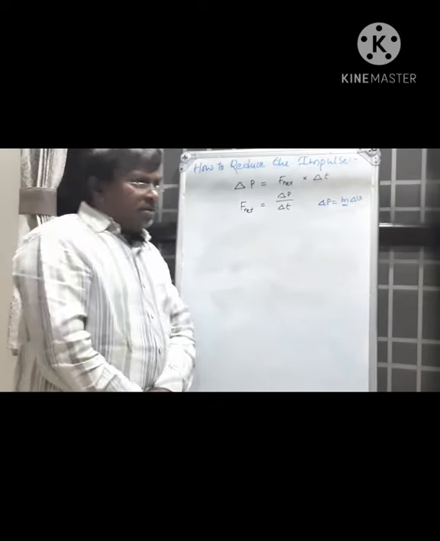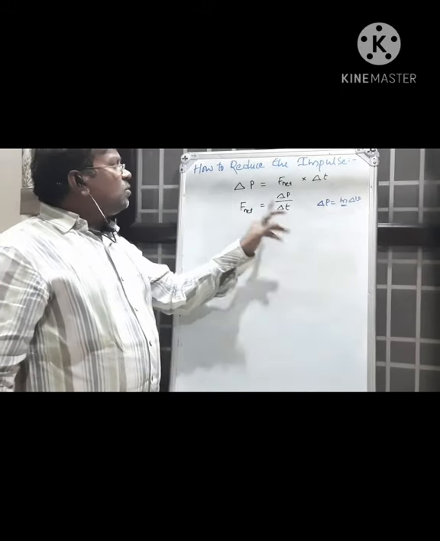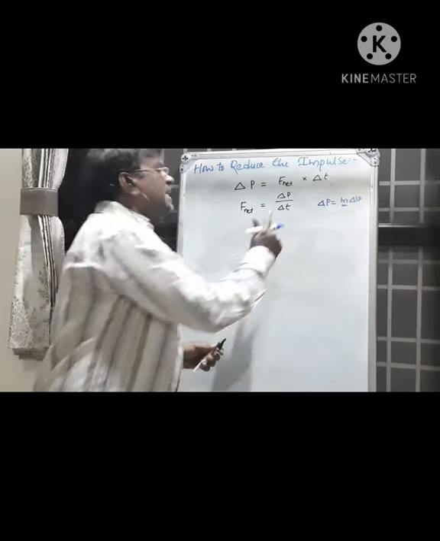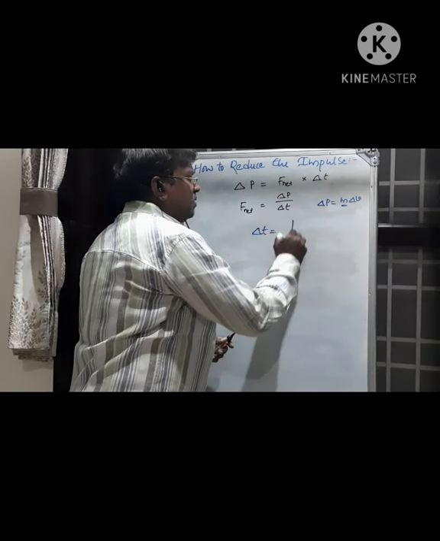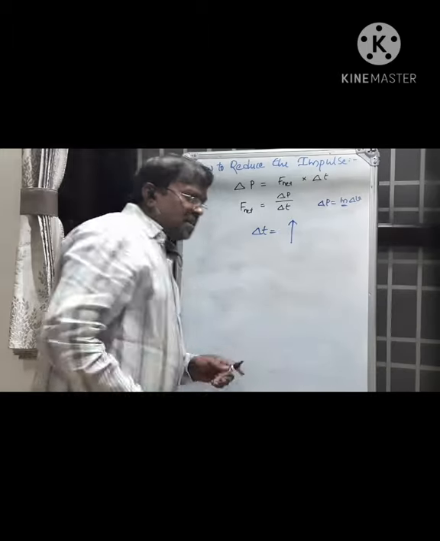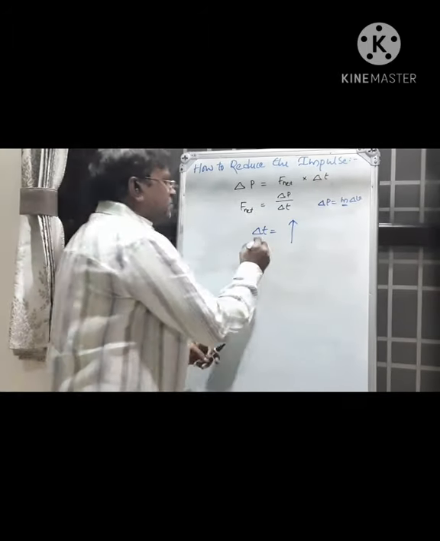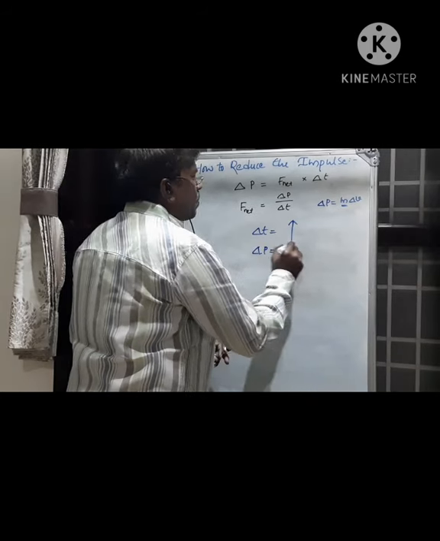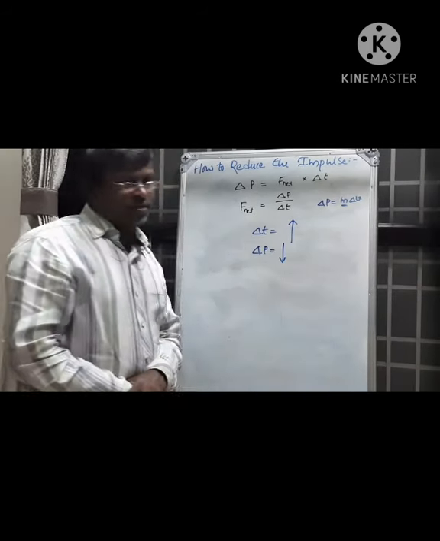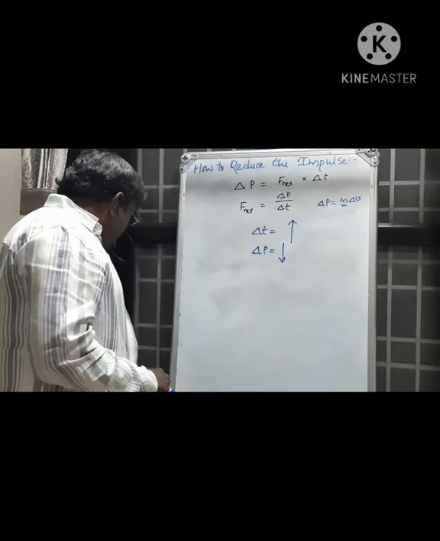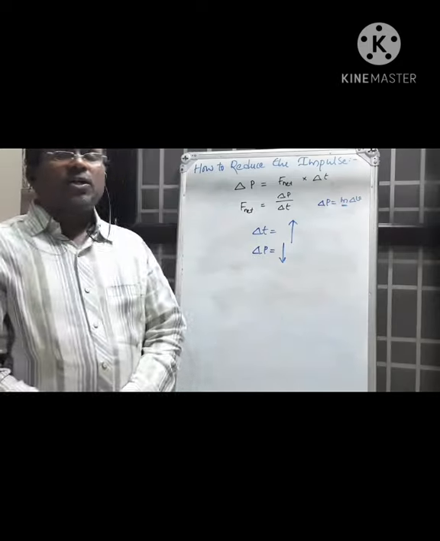So to decrease the F net, we have to increase the duration time of impact, or decrease the change in the momentum. There are two ways for us. So in the video that you have seen, what happens?